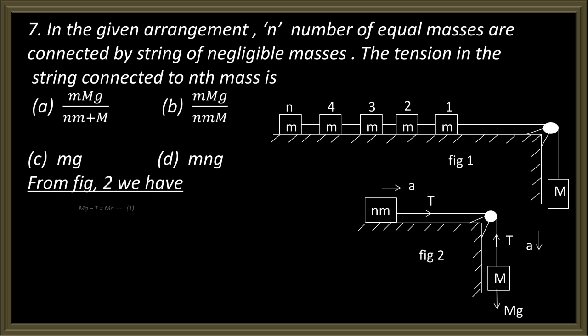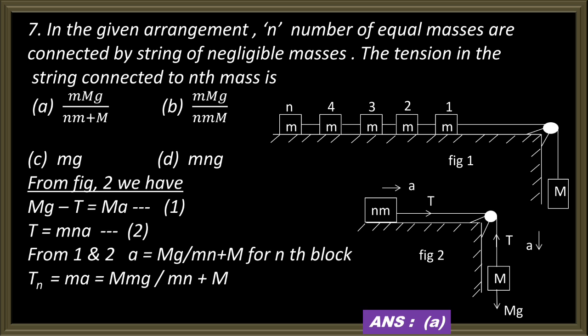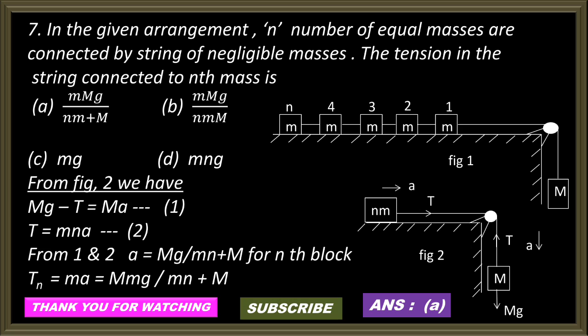Now question number 7. In the given arrangement, n number of equal masses m are connected by a string of negligible mass. The tension in the string connected to nth mass is. So here you can see mn is the total mass, okay, and the system is moving with acceleration a.